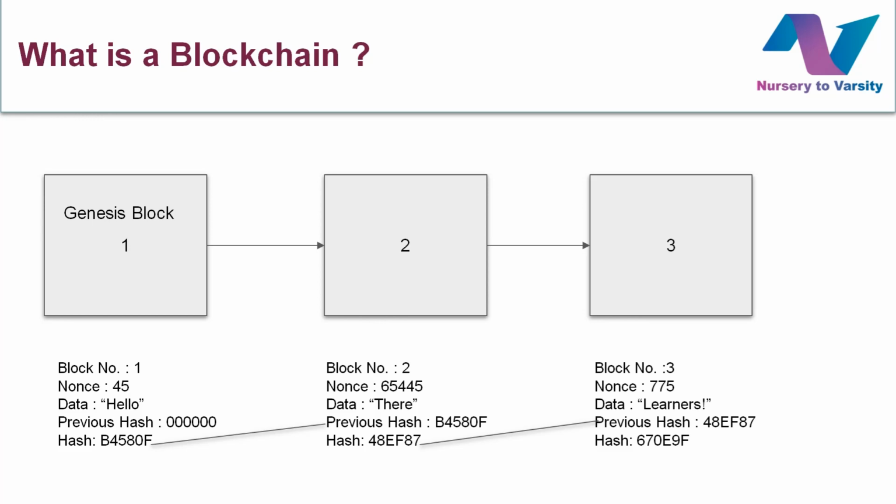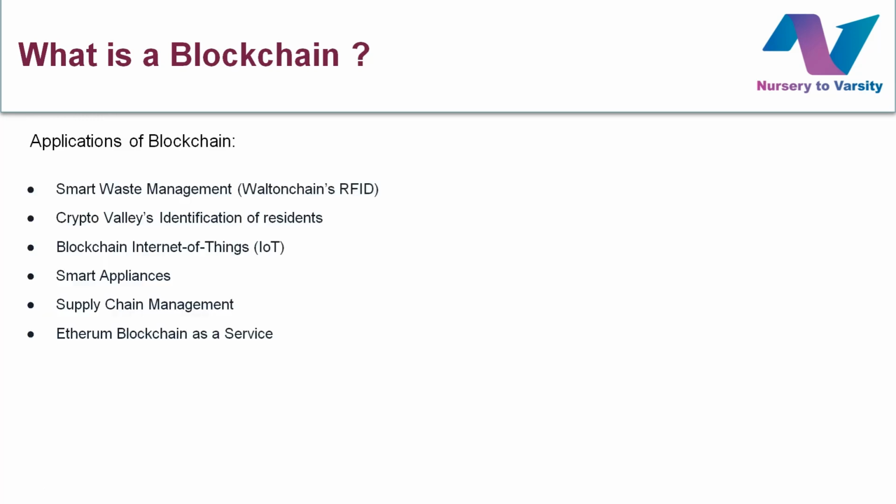Now if we try to tamper the data in block number 2, what will happen? As the data changes, the hash of the block changes with an avalanche effect, like the hash changes dramatically. Then as the hash changes in block number 2, the previous hash of block number 3 and the hash of block number 2 mismatch, and here the blockchain fails. So this is how the blockchain works. This is the high level understanding of blockchain.